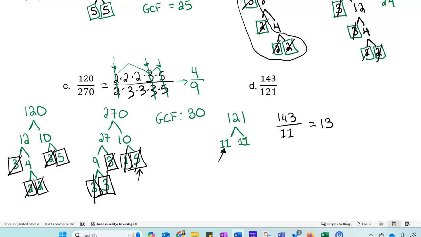Okay, so now I'm going to rewrite. So we figured things out a little differently here, right? I didn't actually use a factor tree. So 121 is the same as 11 times 11. And then 143 is 11 times 13. That's what I figured out here. My 11s cancel. And so my final answer is 13 over 11.